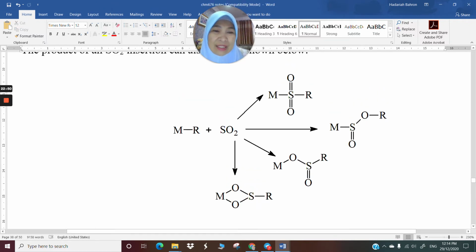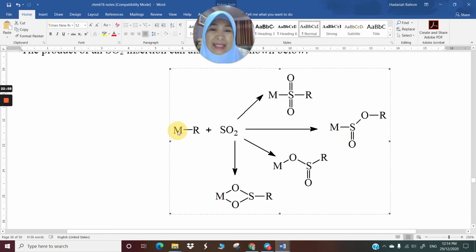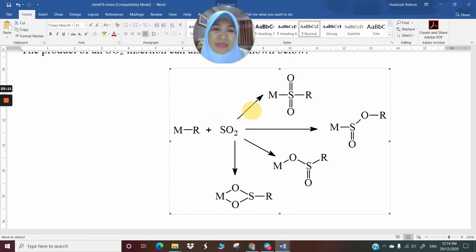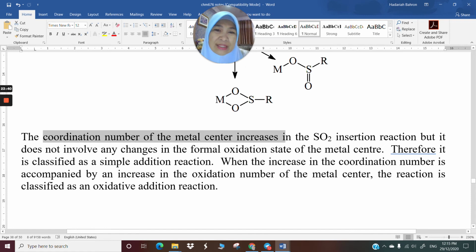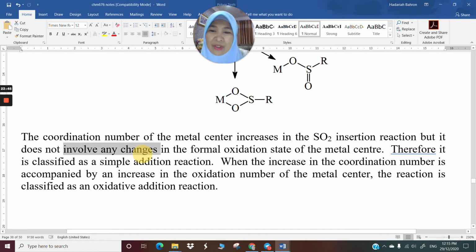So in the three cases above, this case, that case, and this case here, the coordination number of the metal does not change. If you look at this limited view, you will see that the metal starts with a coordination number of 1. Here it still has a coordination number of 1. Similarly with this one, and with the metal here, also 1. But if the SO2 bonds in a 1-2-3 manner, then the metal center will have a coordination number of 2. The coordination number of the metal center increases in the SO2 insertion reaction in here, but it does not involve any change in the formal oxidation state of the metal center.